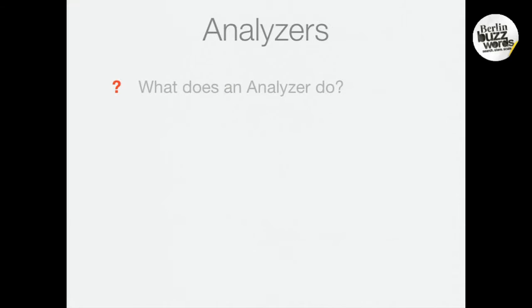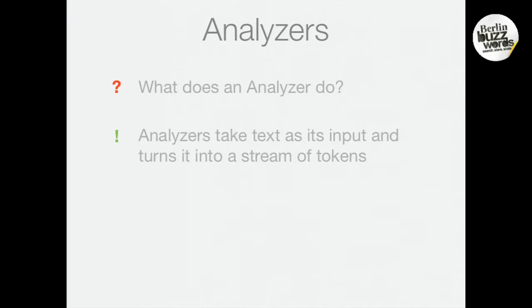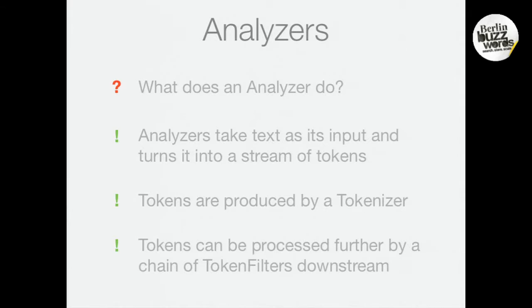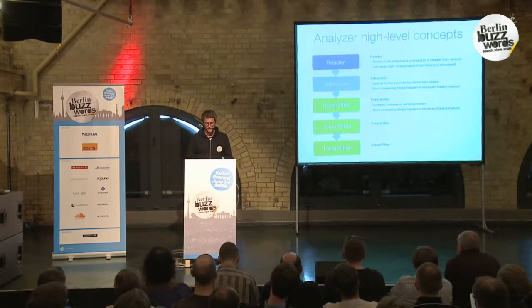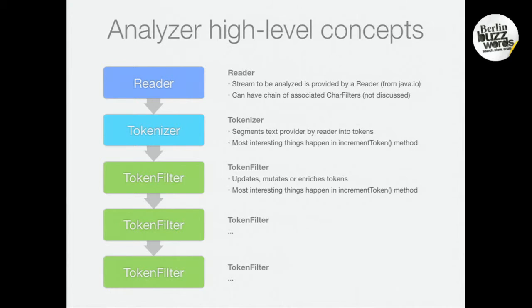So what do these analyzers do? They basically take text as input and turn it into a stream of tokens. And tokens are produced by a tokenizer. But tokens can be processed further by a chain of token filters downstream. So we have a conceptual model that looks something like this. We have a reader that provides the text that we want to process. And those can have an associated char filter with them. We won't go into much discussion of that, but that can be used to normalize some of the characters we saw earlier in some of the German and French examples. Then the tokenizer segments text provided by the reader into tokens. And this other processing further downstream occurs. I'll show you how some of these things work in code in a bit.